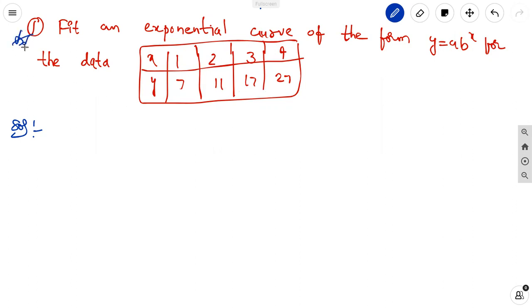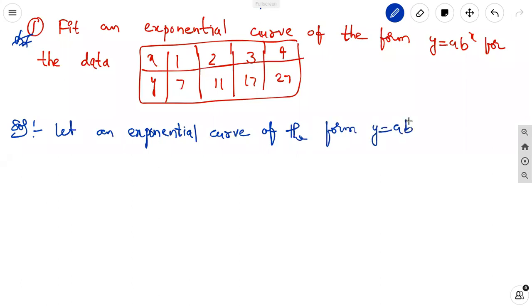It is an important problem. Here, first we write the exponential curve of the form, and find the equation by the method of least squares. For that, we take the normal equations. First, let an exponential curve of the form y equal to a b power x. Let it be equation 1.